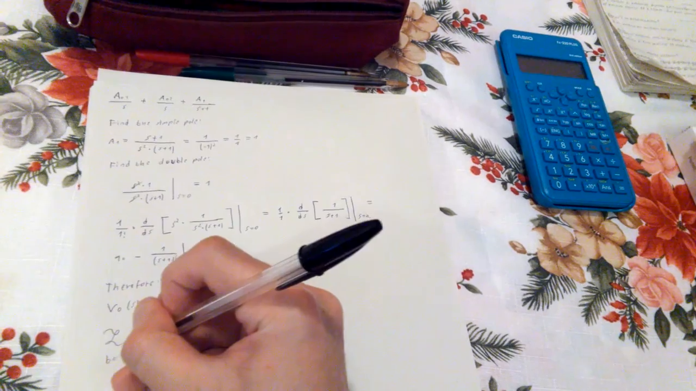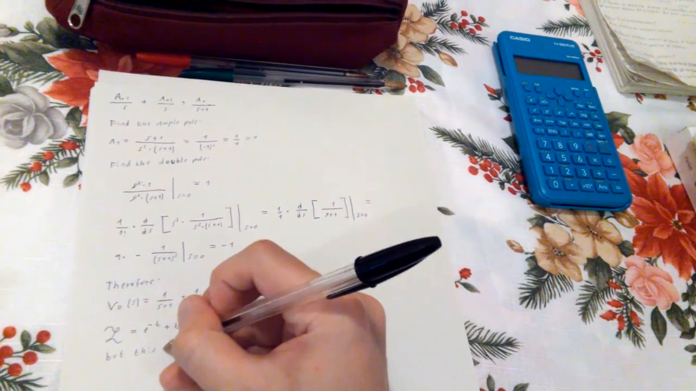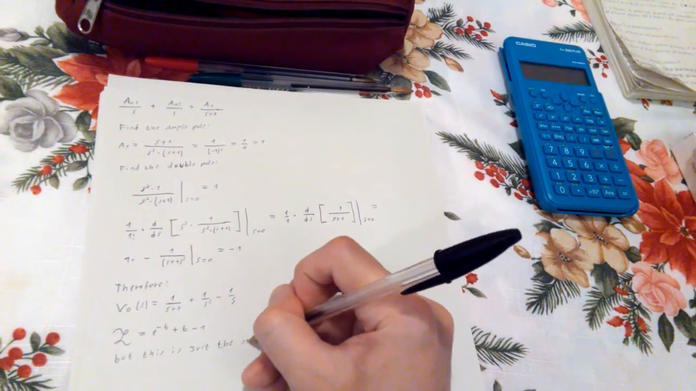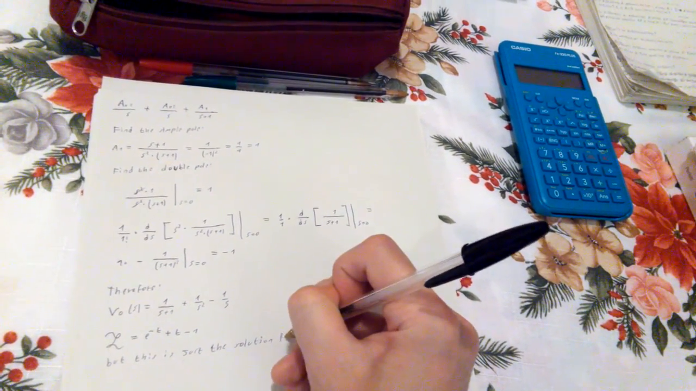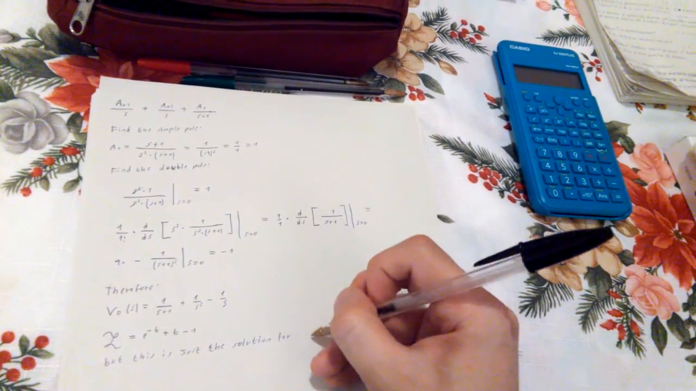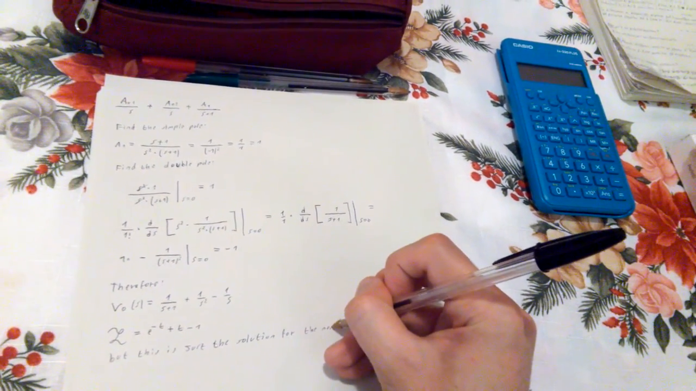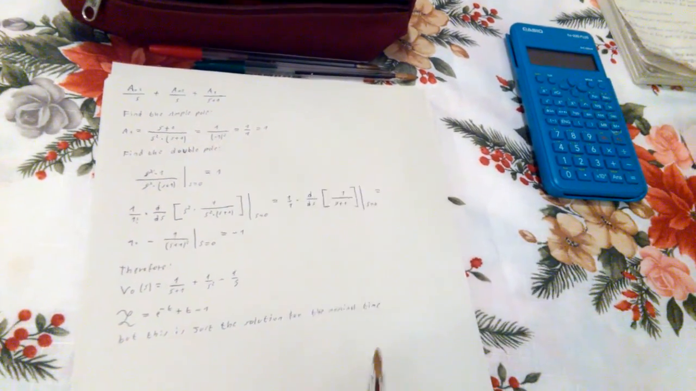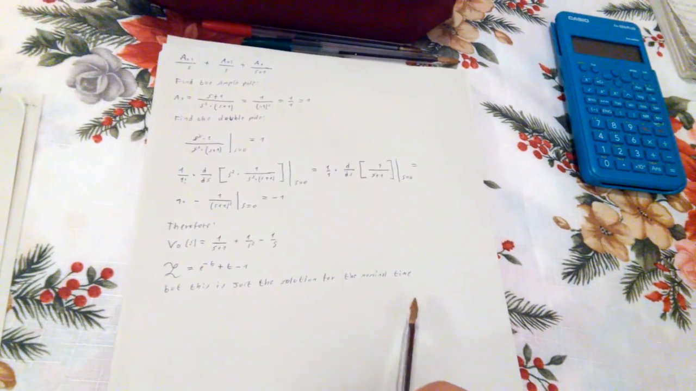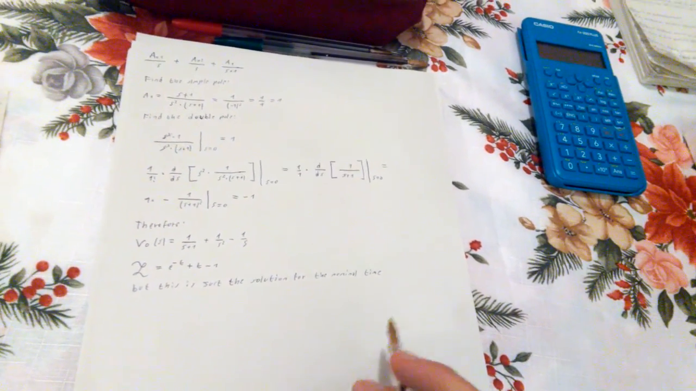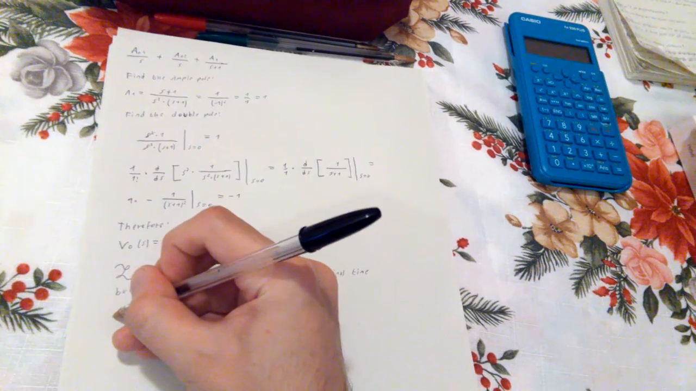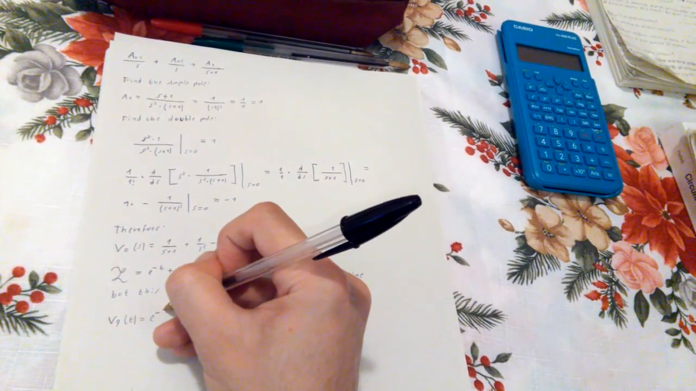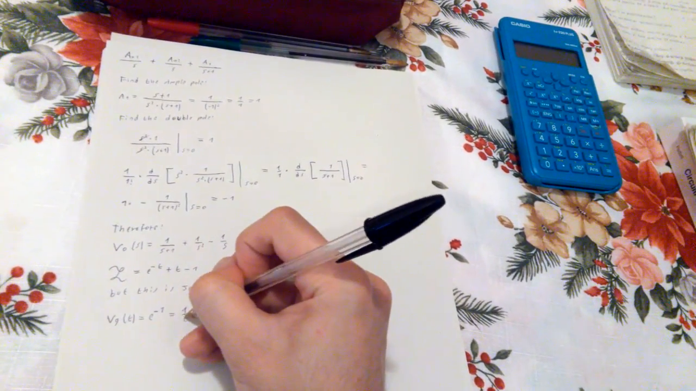But this is just the solution for the initial time. So it basically means that we have to find the solution for the time 1. So V0 of 1 would be e to the negative 1, so basically 1 over e.